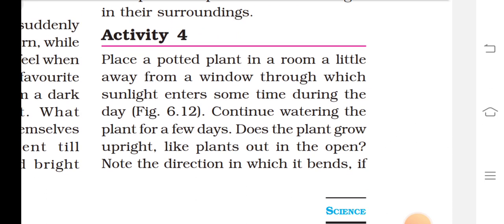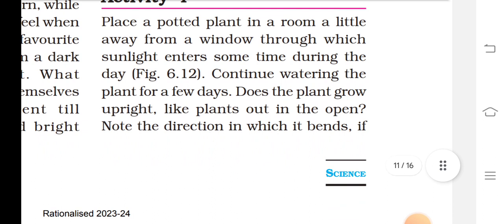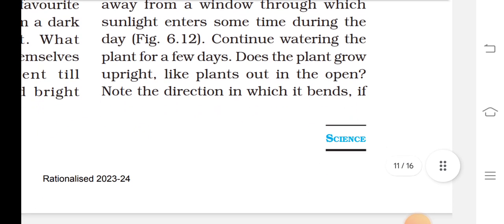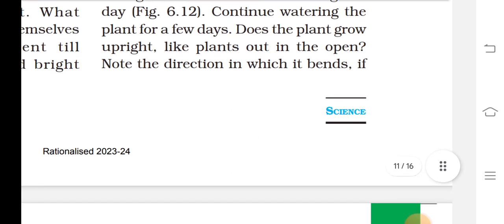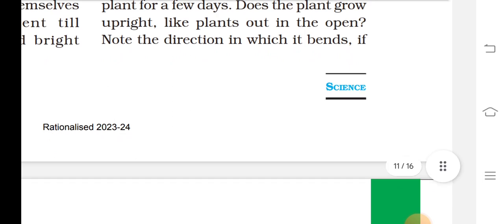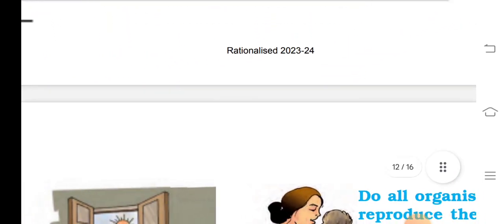Place a potted plant in a room a little away from a window through which sunlight enters. Come back some time during the day. Continue watering the plant for a few days. Does the plant grow upright like plants out in the open? Note the direction in which it bends.